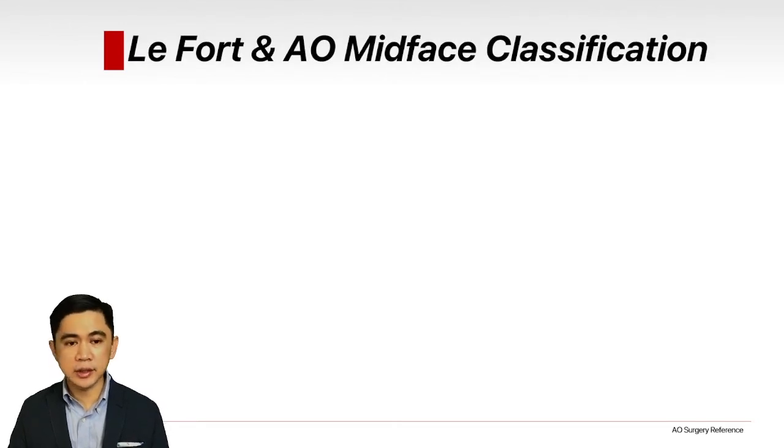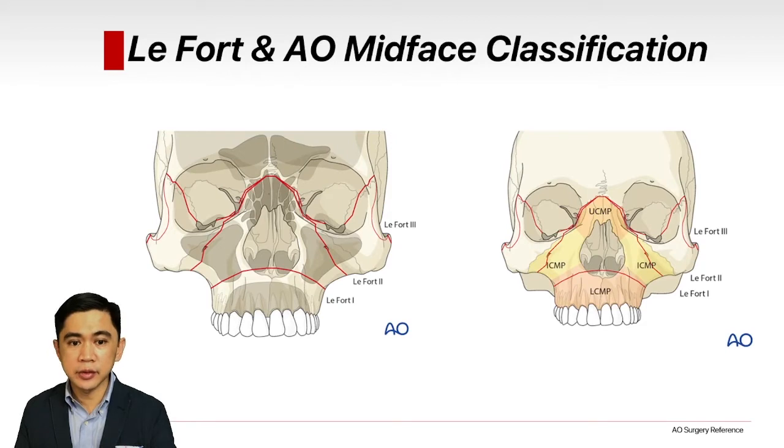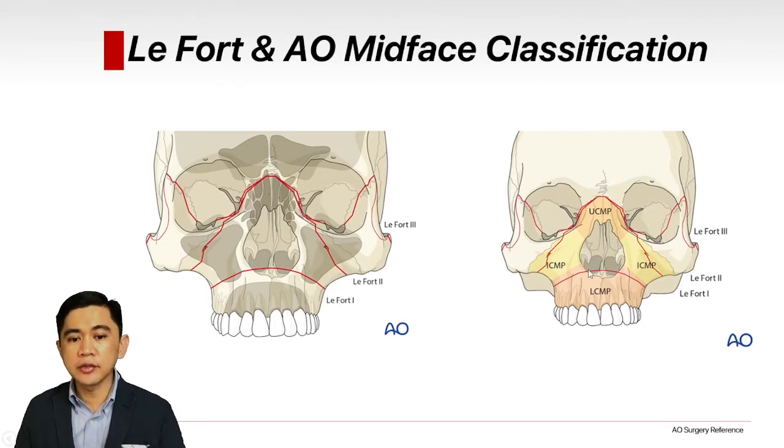Lefort and midface classifications. René Lefort used to classify midface fractures into three types: Lefort 1, Lefort 2, and Lefort 3, based on his experiments on banging heads of skeletons. The AOCMF subdivision is very similar to that of Lefort's. Lefort 1 is similar to the lower central midface partition, a fracture that runs from the most lateral point of the piriform aperture over here to the foot of the zygomatic crest around here. So this is the Lefort 1.